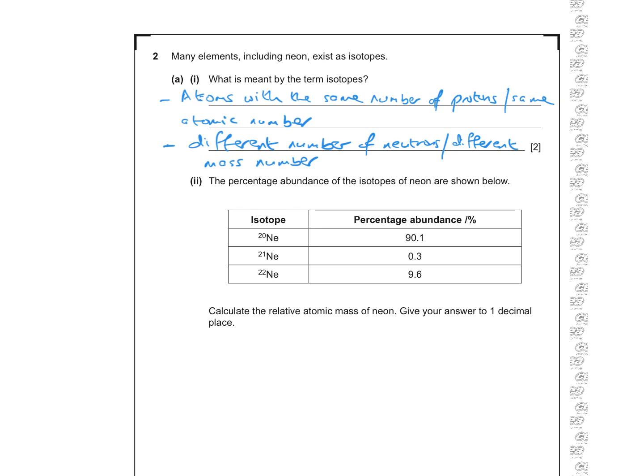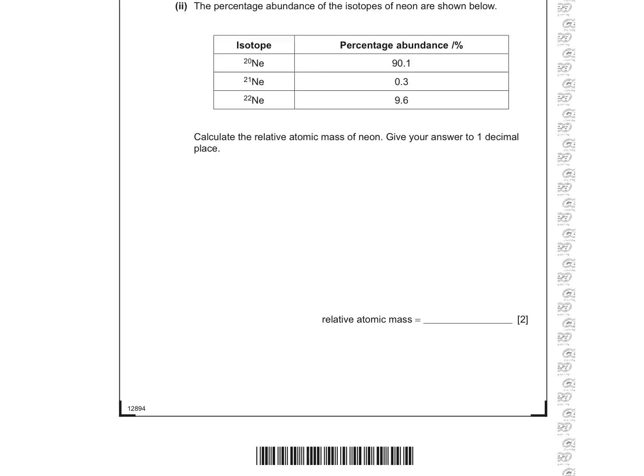So there's the definition of isotopes, and started off with atoms, or atoms of the same element, which don't just go straight into the answer with same number. Also, don't say an atom, but you need at least two of them.